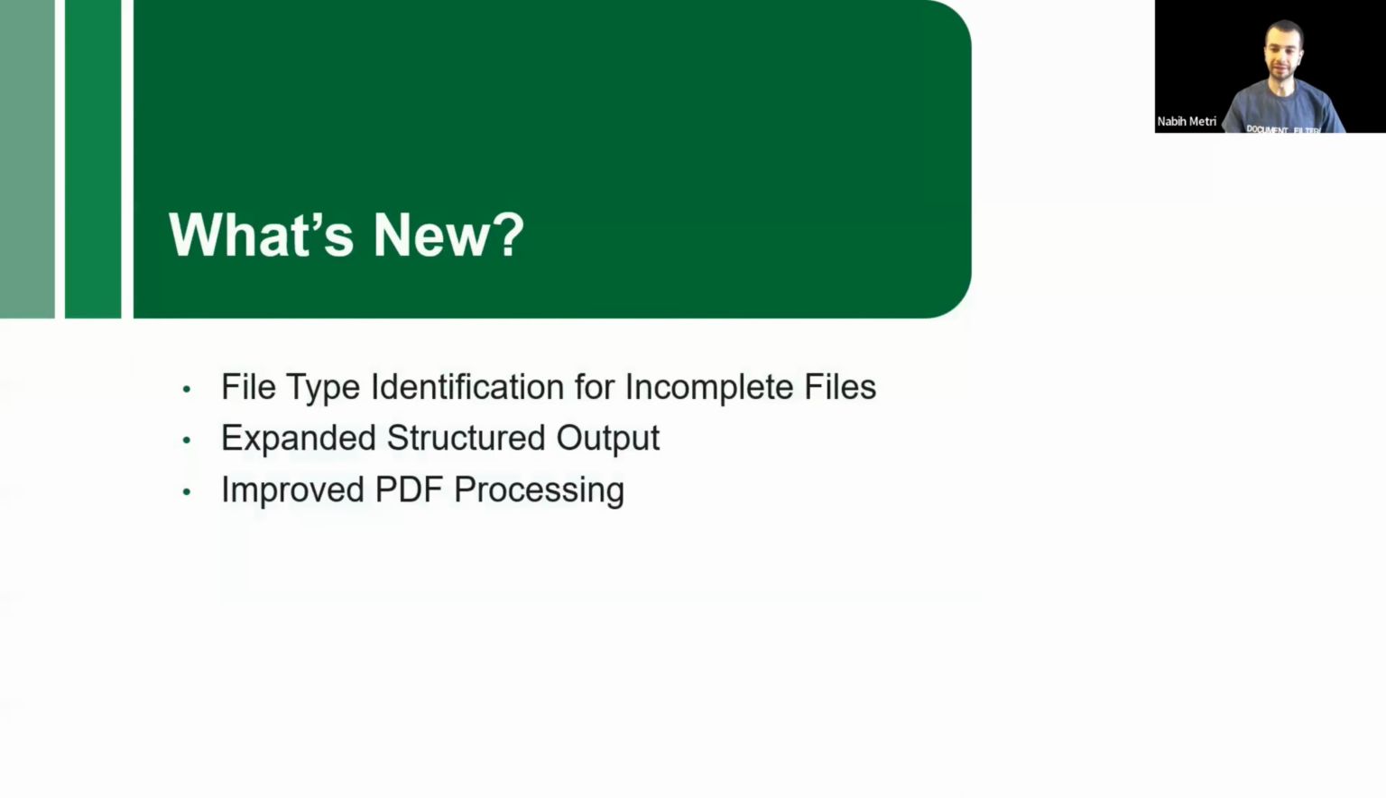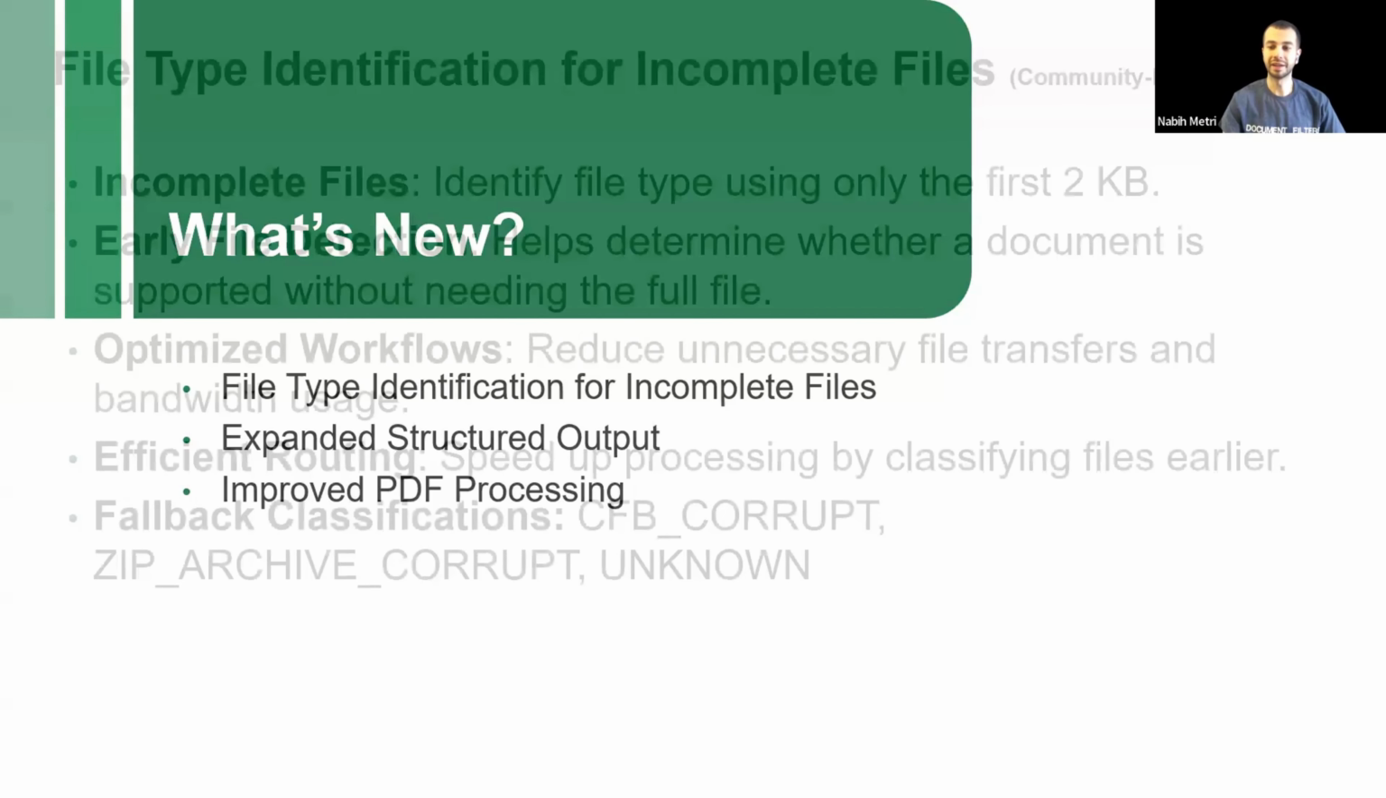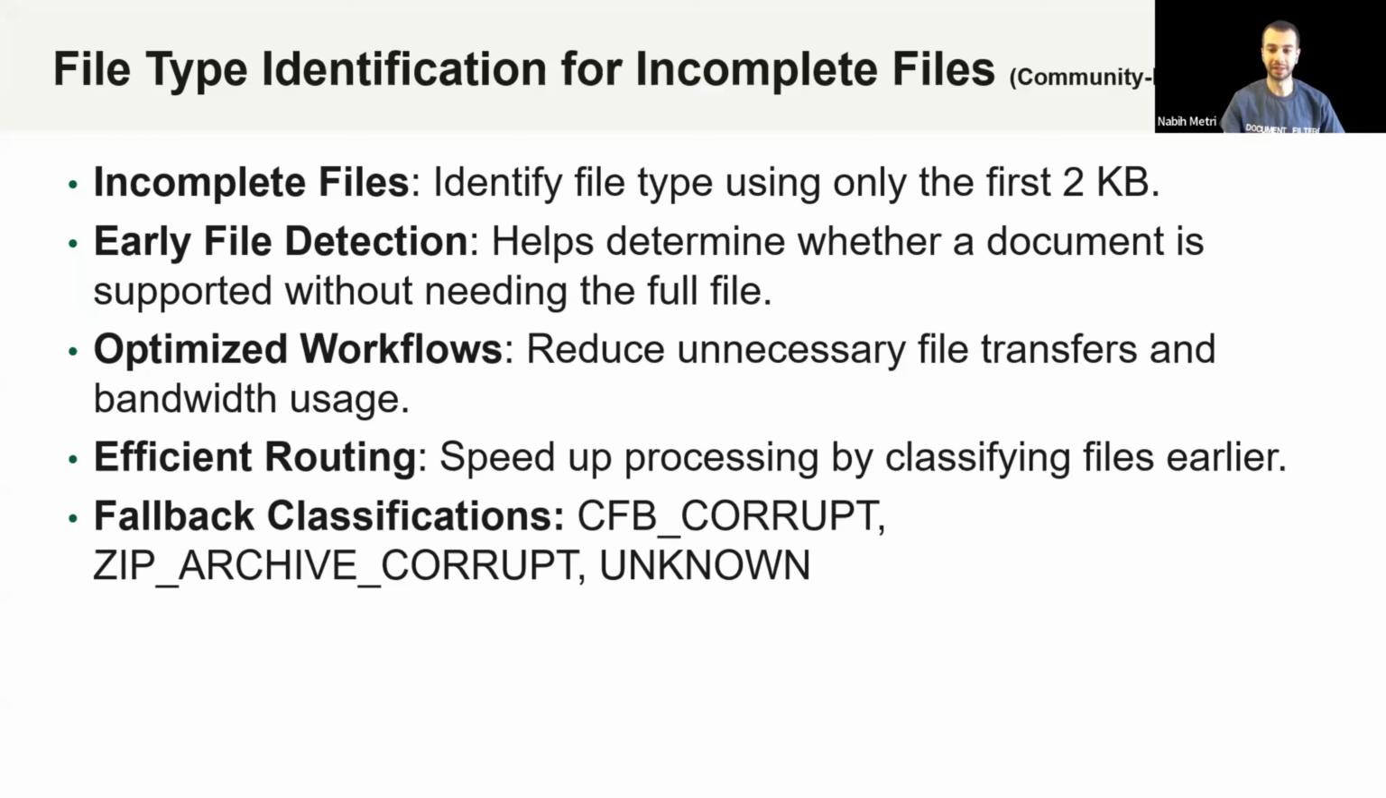So before we dive into the details, here's what we'll be covering today. First, we'll look at how Document Filters can identify file types even when only part of the file is available, reducing the need to transmit unnecessary data. Then we'll go over the improvements to structured output, including better heading detection and list recognition across multiple formats. This just makes it easier to work with extracted content. And finally, we'll cover the enhancements to PDF processing, which improve list detection and text formatting for cleaner, more structured output. Let's get started.